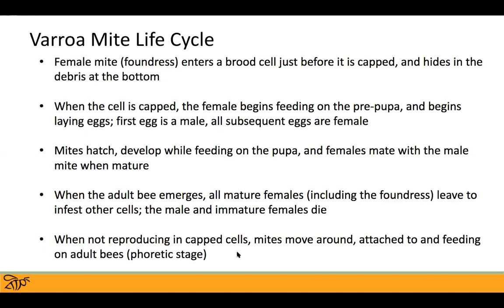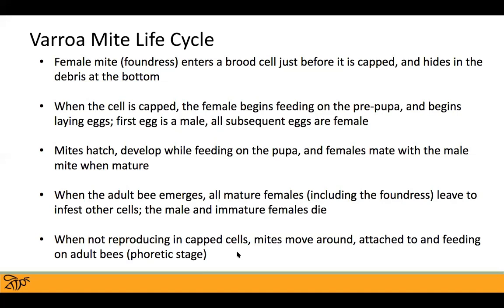And then the adult bee will emerge from the cells when it's all grown up and ready to join the colony. And when the bee emerges, all of the female mites, including that first foundress mite, all the mature female mites will leave the cell with the bee, and they will go and find other brood cells to infest and start the cycle all over again.